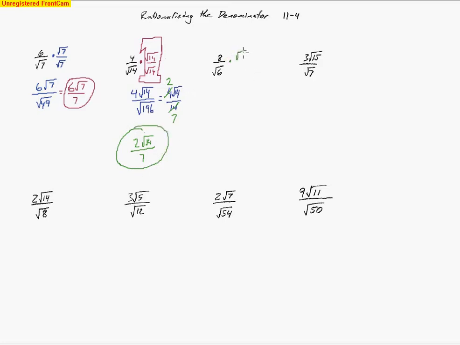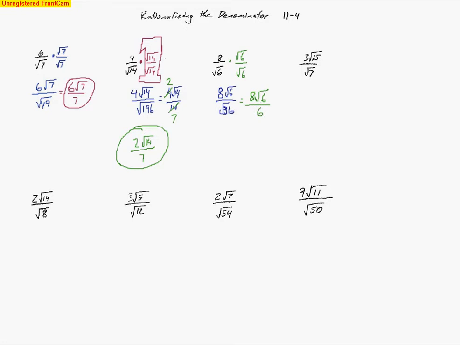Well, taking a look at the next one, same sort of thing. Square root of 6 over the square root of 6 is just 1. 1 times the number doesn't change the value of the number, just changes it to an equivalent fraction. So now I've got 8 square roots of 6 all over the square root of 36. So I'll go ahead and take that square root of 36. So now I've got 8 square roots of 6 over 6.